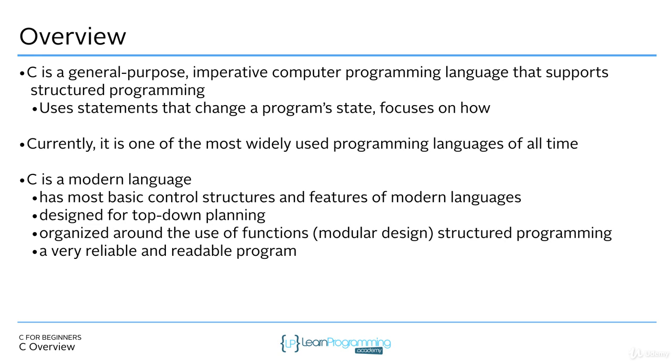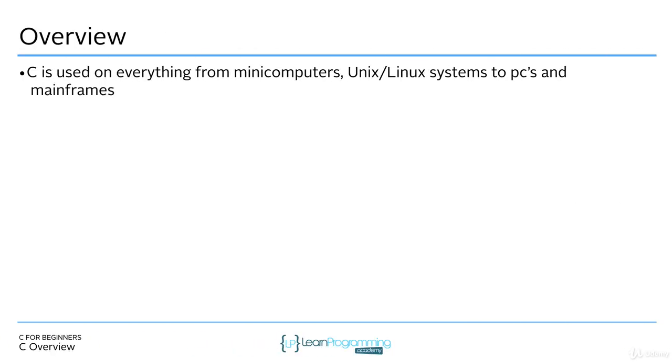And it's very reliable and very readable. Reliable means that when you write the code, it's going to do what you tell it to do. It's not going to just crash for no reason. And readable means that when you look at the source code and the statements, you can kind of understand what's going on if you understand the language. You don't have to guess and say, well, what are they trying to do here? Or what does that mean? It's not complex. It's very easy to read and understand a C program after you understand the language.